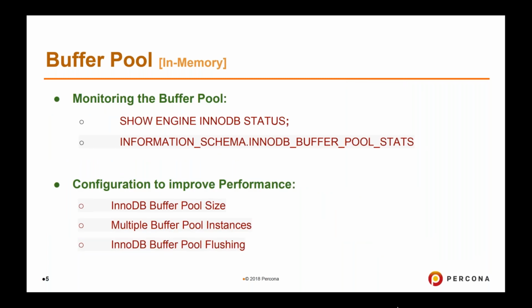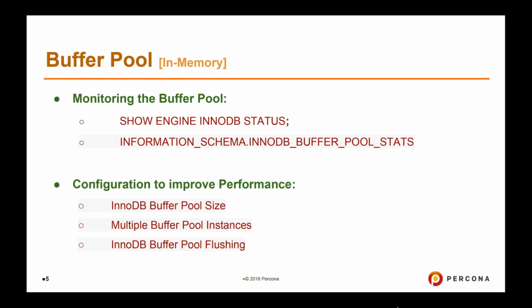How can we monitor the buffer pool? There are two options. You can view the details of the buffer pool using SHOW ENGINE INNODB STATUS, where you'll have the buffer pool and memory section, where you can see how many pages are in memory, what total buffer pool size is currently occupied, and other details. Apart from that, there is a table in information_schema called INNODB_BUFFER_POOL_STATS. You can check that table as well if you want to get details about the buffer pool.